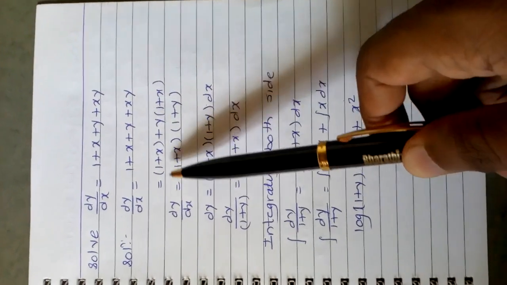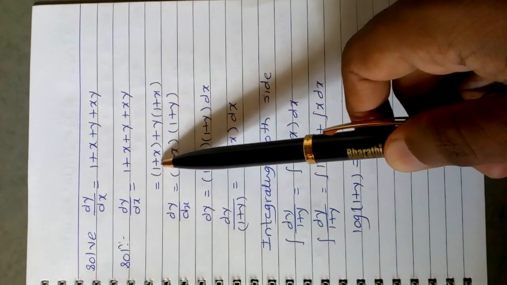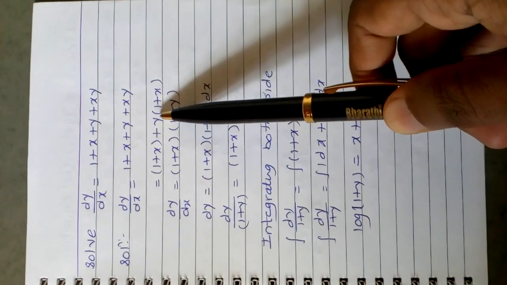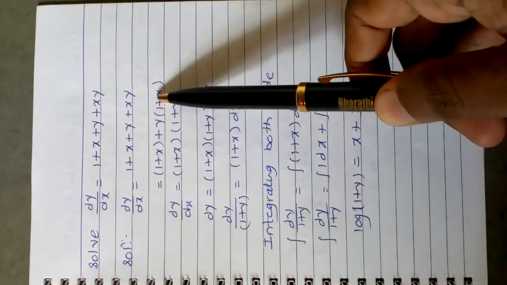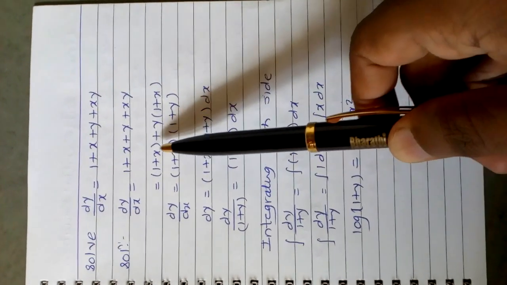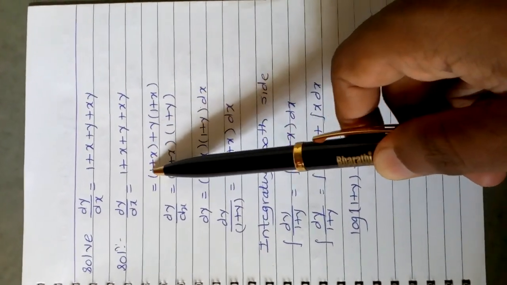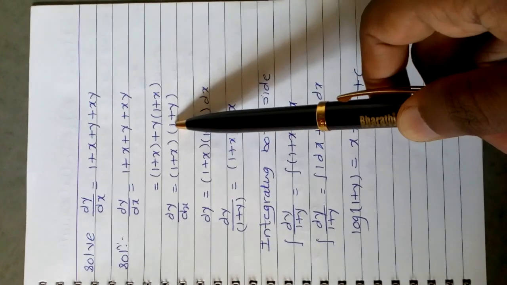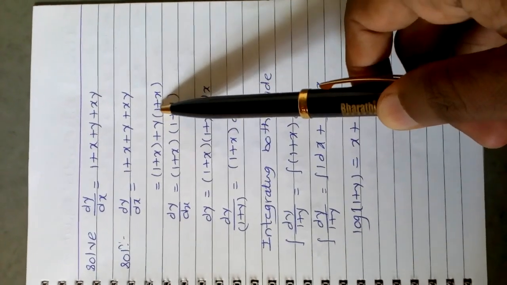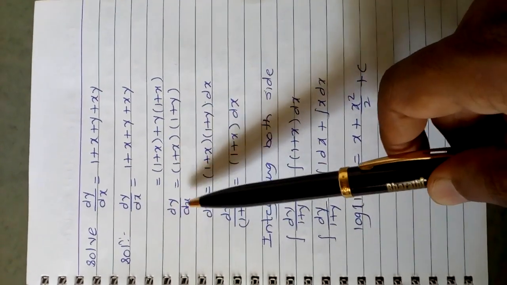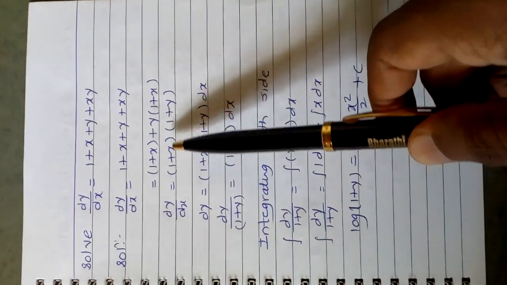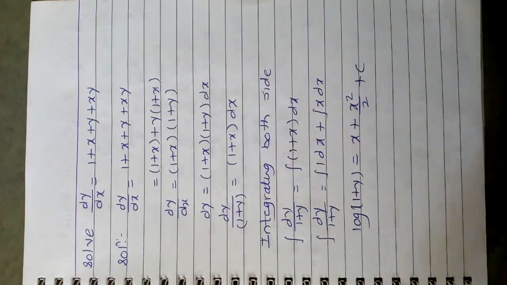Therefore again, the first bracket is 1 + x, plus the second term is y into bracket (1 + x). From those two terms we can again take 1 + x as common. Therefore the remaining term here, 1 + x we take common, the remaining term is 1, plus this bracket we can take common, therefore the remaining term is y. Therefore dy upon dx becomes in the first bracket 1 + x, in the second bracket 1 + y.